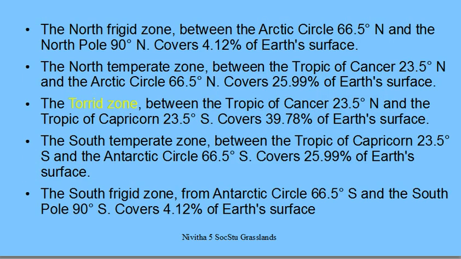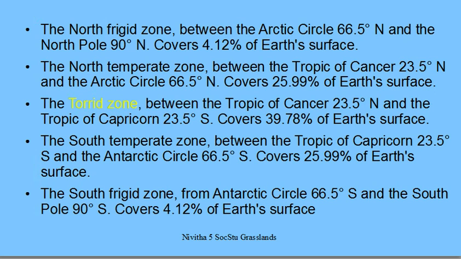The North Frigid Zone is between 66 degrees north and the North Pole. It is around 4% of the Earth's surface. The South Frigid Zone is between 66 degrees south and 90 degrees south. That's the South Pole, which is around 4.25 or 4.5% of the Earth's surface.